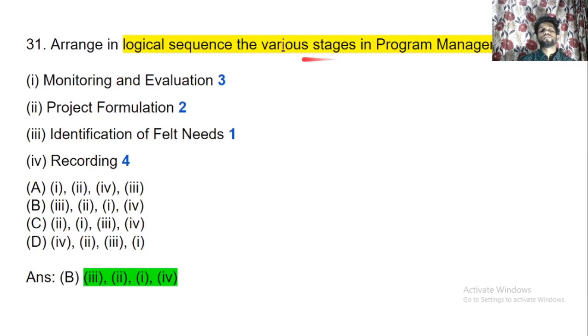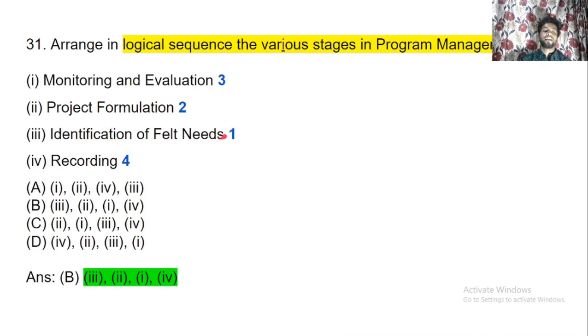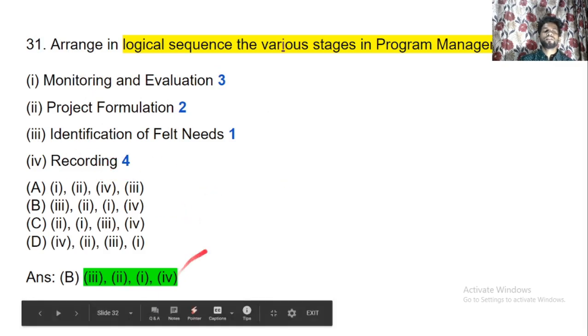The logical sequence of various stages in program management. So first you have to identify the felt needs. Once you identify the felt needs, what the people feel are their needs, then you will go for project formulation. After that you have to monitor and evaluate your project, and then you start recording. So this will be your correct sequence: 3, 2, 1, 4.